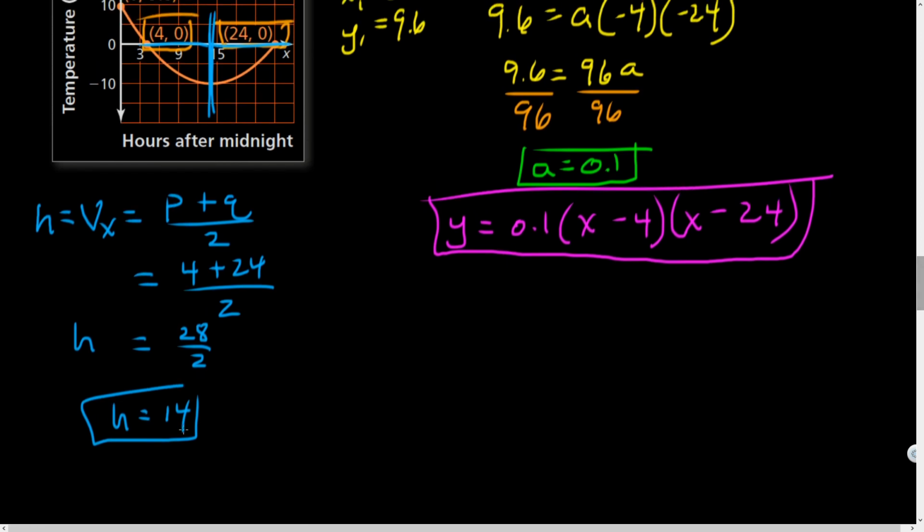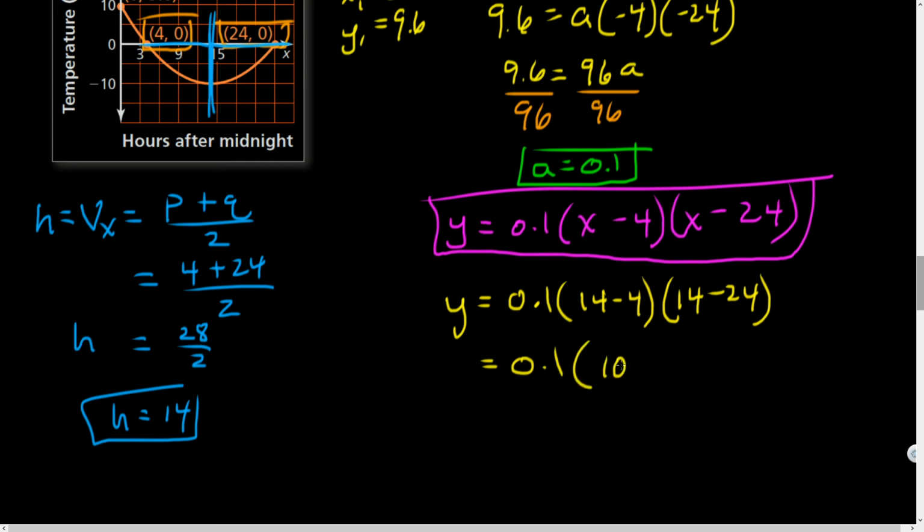And so if that's my vertex's x-coordinate, to find the y-coordinate, I'm just going to plug that in for my x's. So 14 minus 4 times 14 minus 24. 0.1 times 10, those are going to cancel out nicely. And 14 minus 24 is negative 10. And so if I multiply all this out, is it negative 10 degrees? Yes, that's actually what it looks like on the graph, too.